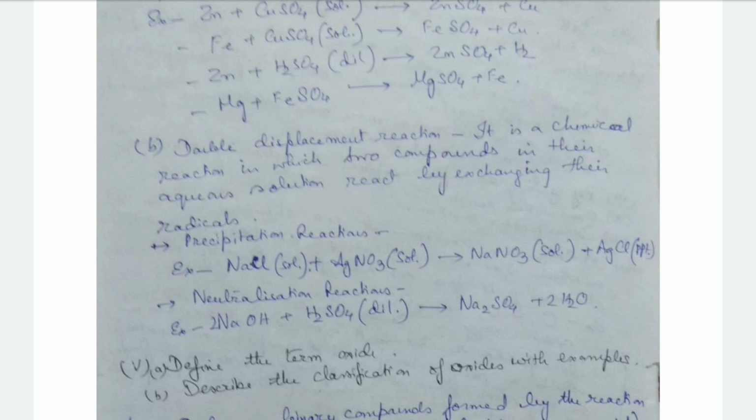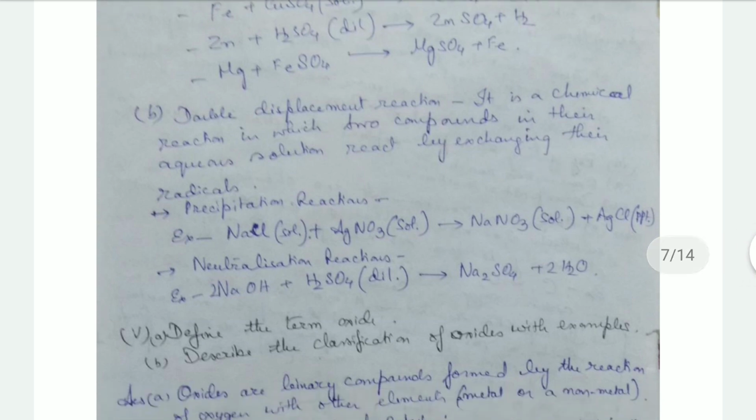One is precipitation, another is neutralization. In the first case, a precipitation reaction, an insoluble solid is formed, that is, a precipitate is formed. Okay, so what will happen? Sodium chloride is an aqueous solution, silver nitrate is an aqueous solution, and what happens? Sodium nitrate is formed in solution form, and silver chloride is formed as a precipitate, an insoluble solid.